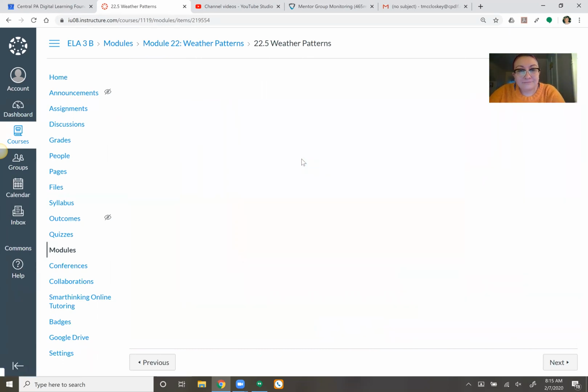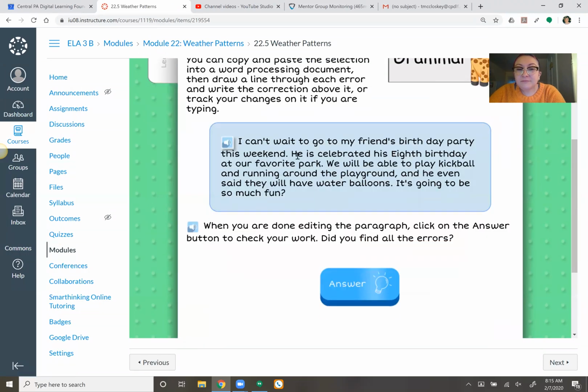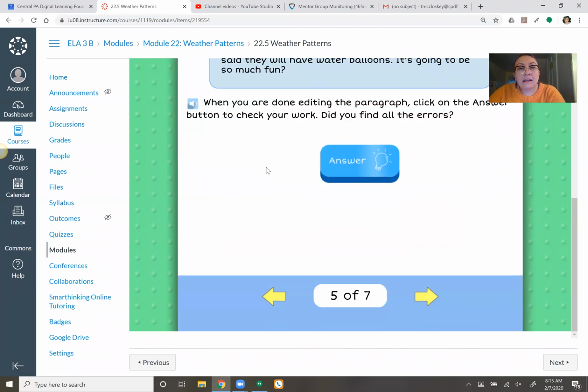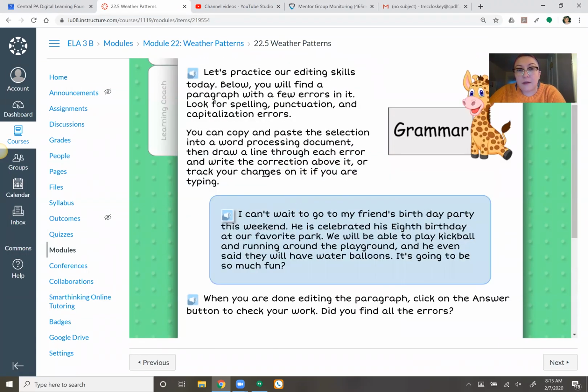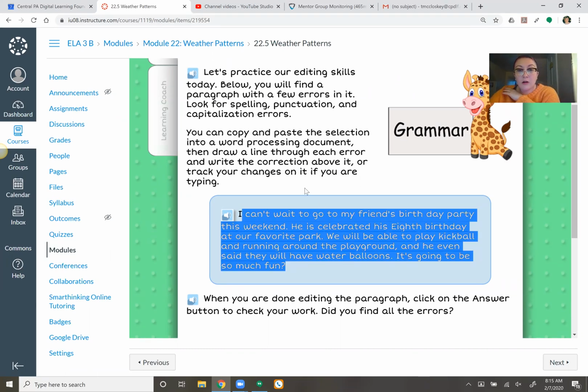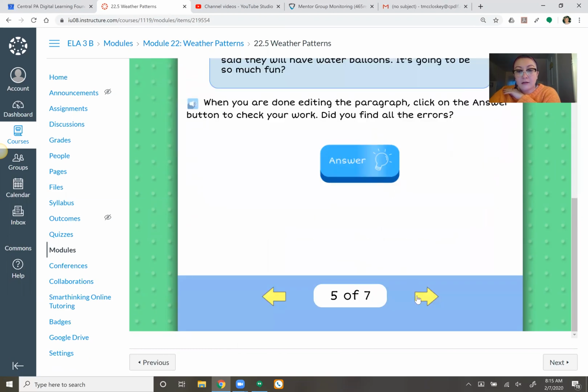Grammar, same thing every Friday. It's a self-check of editing a paragraph. So there are a few errors in it, like spelling, punctuation, and capitalization. You're going to either rewrite it or you can copy and paste it into a Word doc and make edits and then self-check.